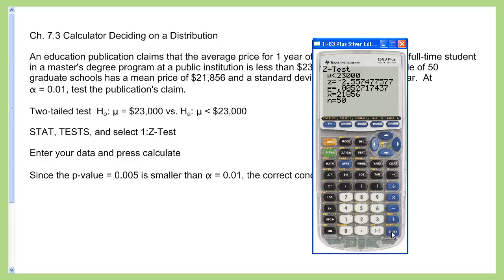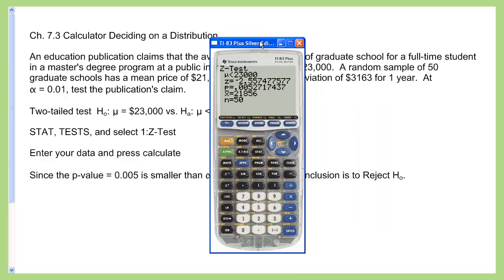So I'm going to press calculate. Here's my p-value. We know it's going to be 0.005, and that is smaller than alpha because this is like 0.010, and so the correct conclusion would be that you reject the null hypothesis. Remember, you can find in the book what happens if the p-value is larger or smaller. It tells you what conclusion you draw.